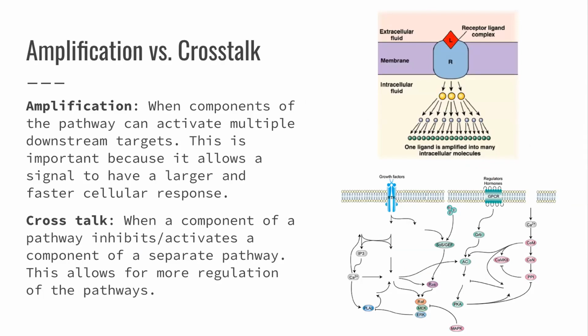In a signal transduction pathway, you can have both amplification and crosstalk. In amplification, components of the pathway can activate multiple downstream targets, amplifying the signal, so you can have a larger and faster cell response. And in crosstalk, components of one pathway can inhibit or activate components of another pathway, which allows for more regulation. So the crosstalk is like the horizontal arrows between the pathways.